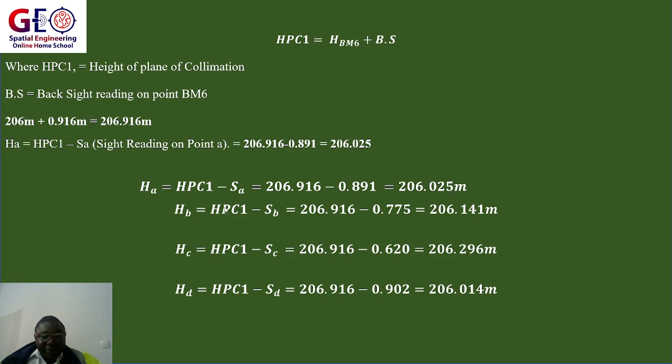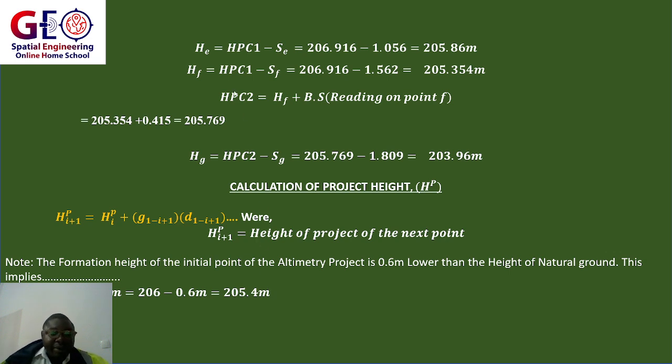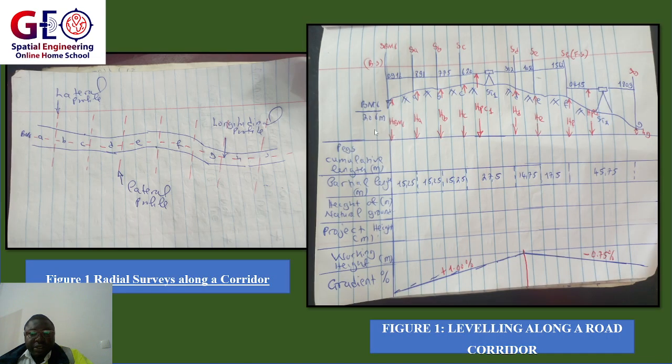Then we still use the same formula: height B equals HPC1 minus side B, which equals 206.916 minus 0.775 meters. We use the same method all through. If you look keenly, you're going to see we calculated the height from BM6, from A right up to point G. Then you are going to notice that here we had to calculate a new HPC, which was HPC2, which is equal to height F plus the backside reading on point F.